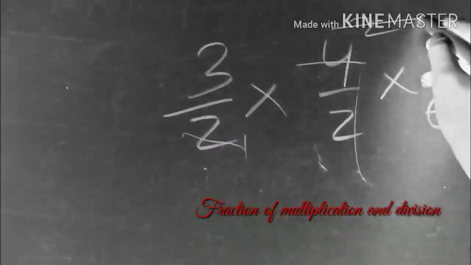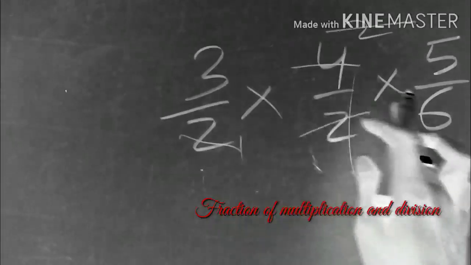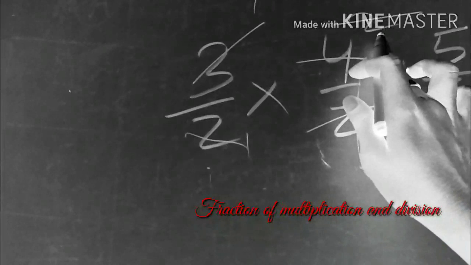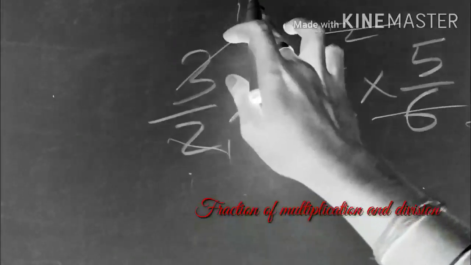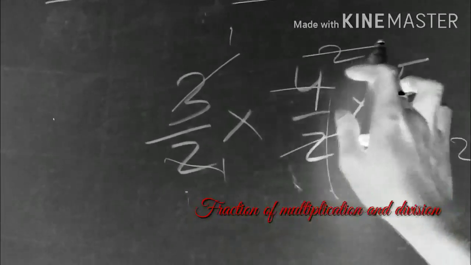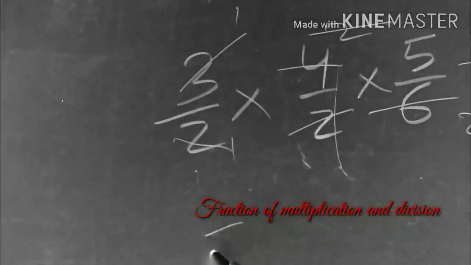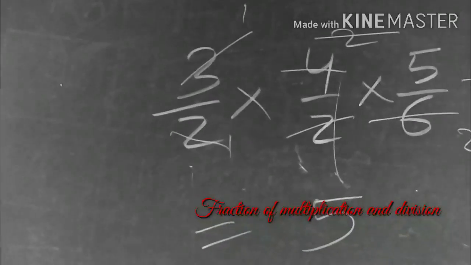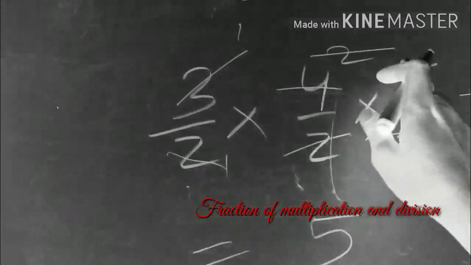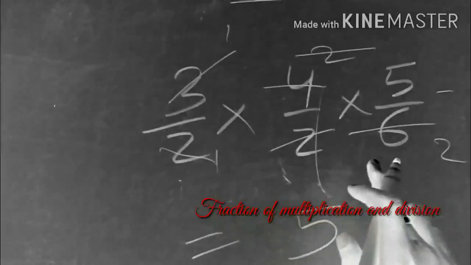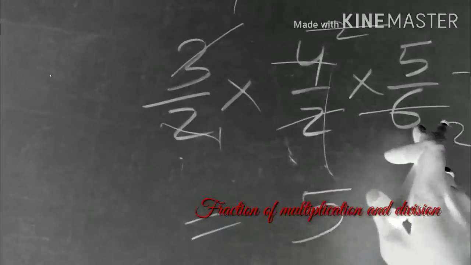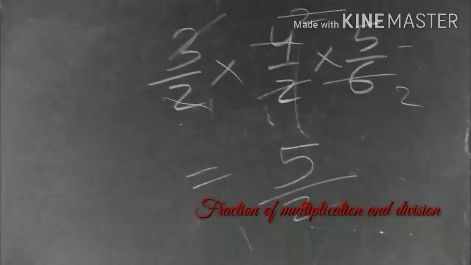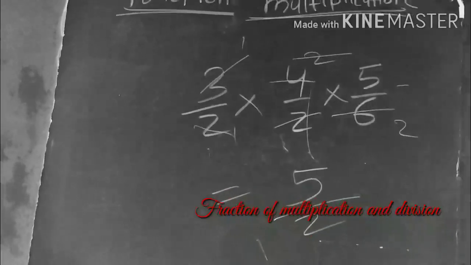So we can cancel out 2 and 2. Now 3 and 6. 3 1s are 3 and 3 2s are 6. This is also 1, this is 1, this is 5, this is 1. So 1 into 1, 1 into 5, then it will become 5. And during multiplication you always remember the same side: numerator multiplied, denominator multiplied. So here 1, here 1, here 2. 1 into 1, 1 into 2, so 2. Answer is 5 by 2.